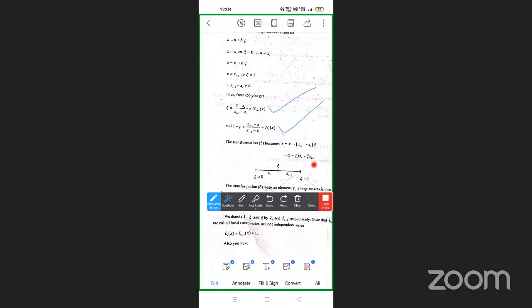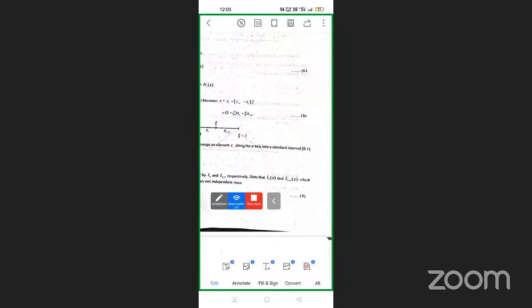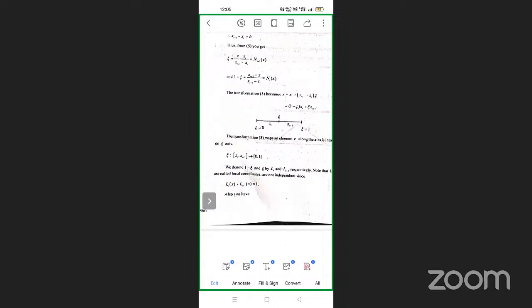The transformation of equation 5, graphically: on the line, xi equals 0 here, xi equals 1 here, and x_{i+1} here. The middle term is x_i. Transformation 8 maps an element E along the x-axis into a standard interval 0 to 1 on the z-axis. So z is equal to the function xi, defined on the interval x_i to x_{i+1}, mapping to 0 to 1.